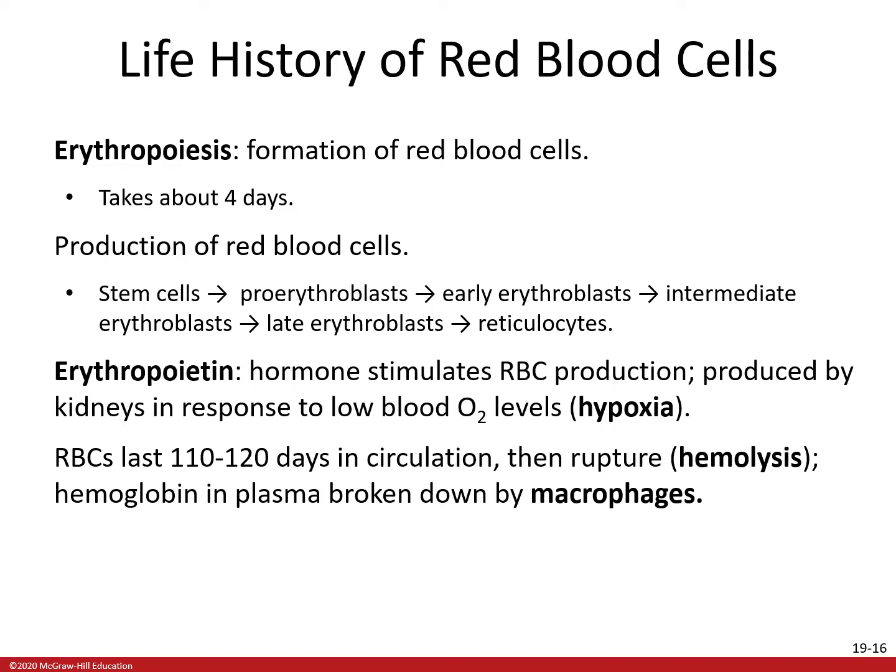Red blood cells are typically going to last between 110 and 120 days. I believe that's around 3 to 4 months. That is in circulation. From there, they are going to rupture from just overuse. They've been really flexible up till this point, and they get a little bit on the brittle side. When they rupture, that is called hemolysis. And then from there, the hemoglobin in the plasma is going to be broken down by macrophages. So you can think of macrophages as being sort of like a cleanup crew, if you will. They're just going to pick up all those pieces.